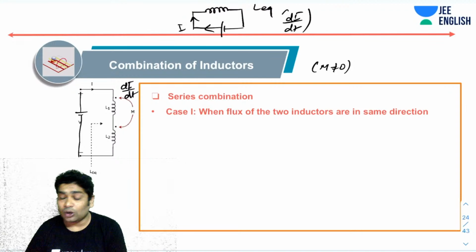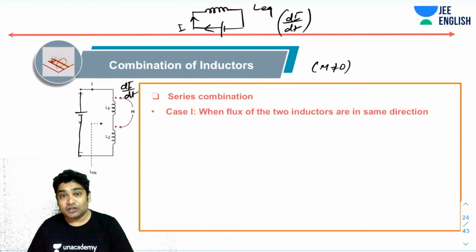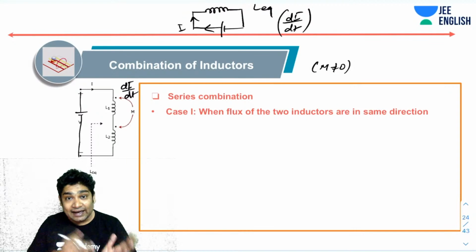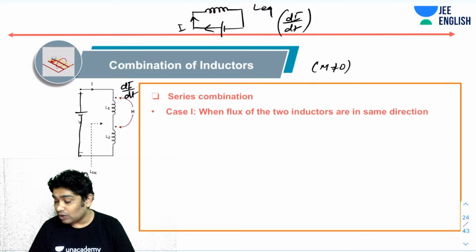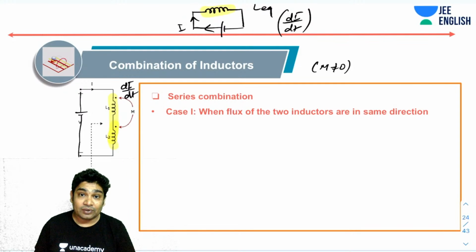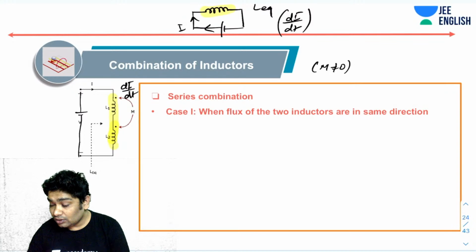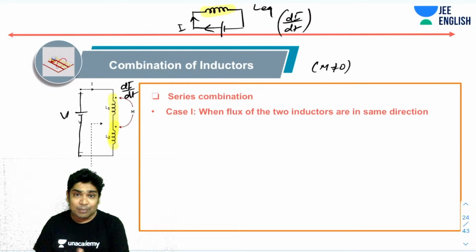So not only the current in both the circuits should be same, even the rate of change of current in both the circuits should be same. Then I can say that this inductor is equivalent to having these two inductors in series. So this can be called as equivalent of these two, if both I and di by dt in both the circuits are equal, and of course the battery voltage is the same. So let's compare these two.